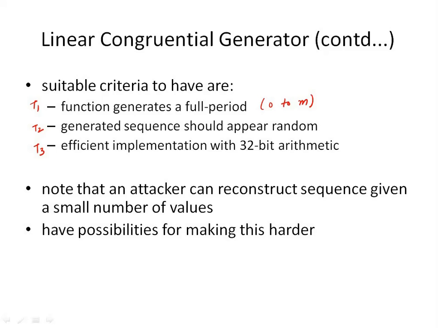Now it must be noted that the attacker can reconstruct sequences given a small number of values. So in order to make it harder for the attacker, the value of m should be very large. Once the value of m is very large, it is difficult for the attacker to generate this random sequence.